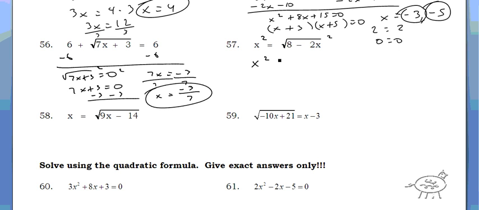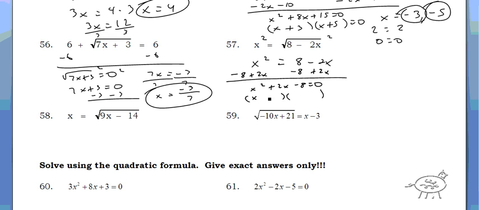Okay, that's not bad. Next one, I'm going to square both sides because it's already isolated. And I get x squared equals 8 minus 2x. So move everything to one side. So I'm going to subtract 8 and add 2x. So I get x squared plus 2x minus 8 equals 0. And then I factor. So you get x plus 4, x minus 2. So you get x equals negative 4 and x equals 2.